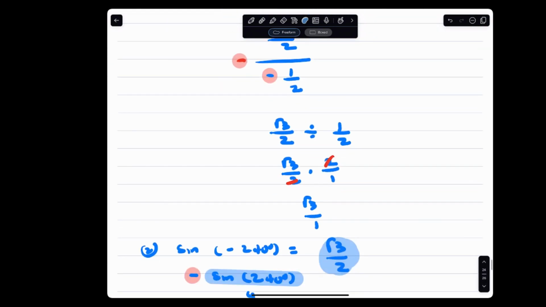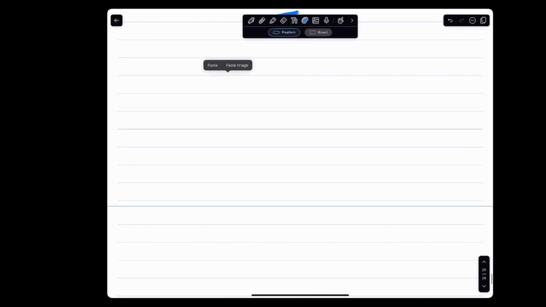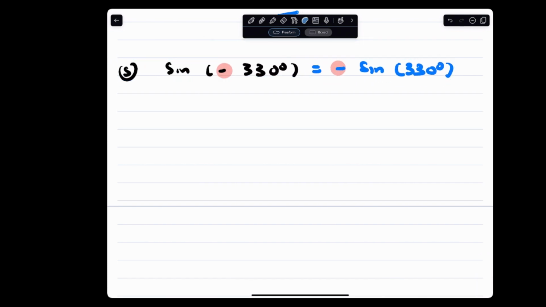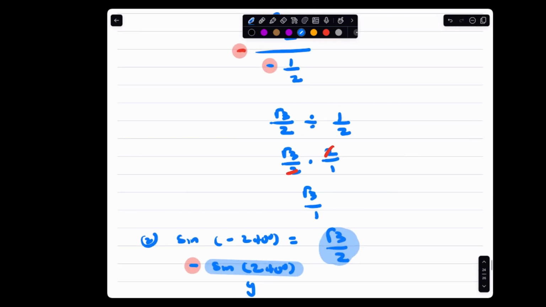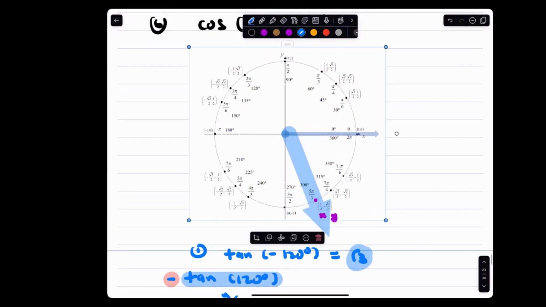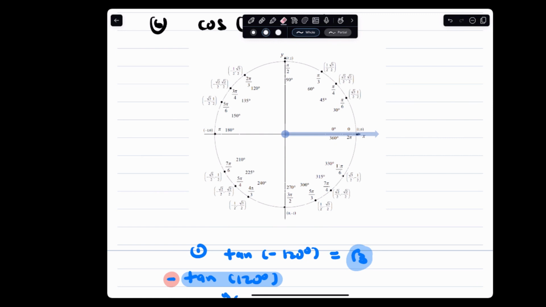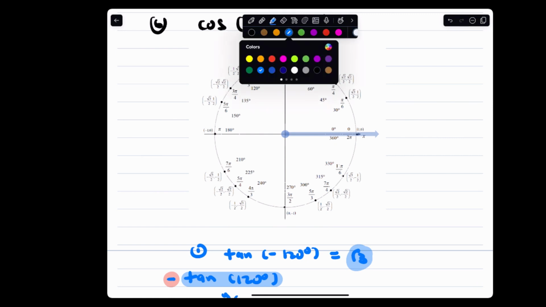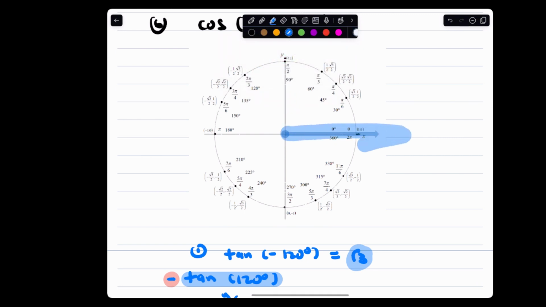All right, so let's bring this down. And so now we just need to know what sine of 330 is. And I got to remember the definition. Is that the x or y coordinate? It's the y coordinate. So let's go to 330 degrees and rotate our ray counterclockwise.